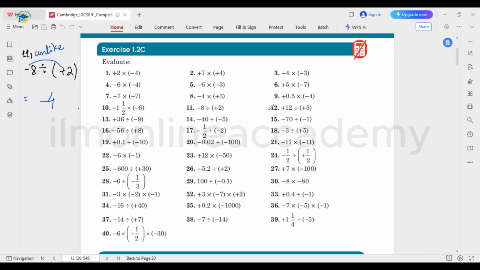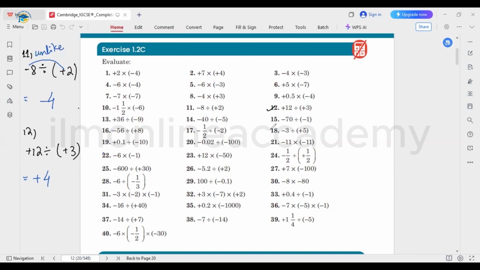Okay, let's see part number 12. We have plus 12 dividing by positive 3. Again, both have similar signs, like signs. So positive, positive would be positive, and 3 times 4 is basically 12. You just need to keep on dividing, and you will see some random signs as well.